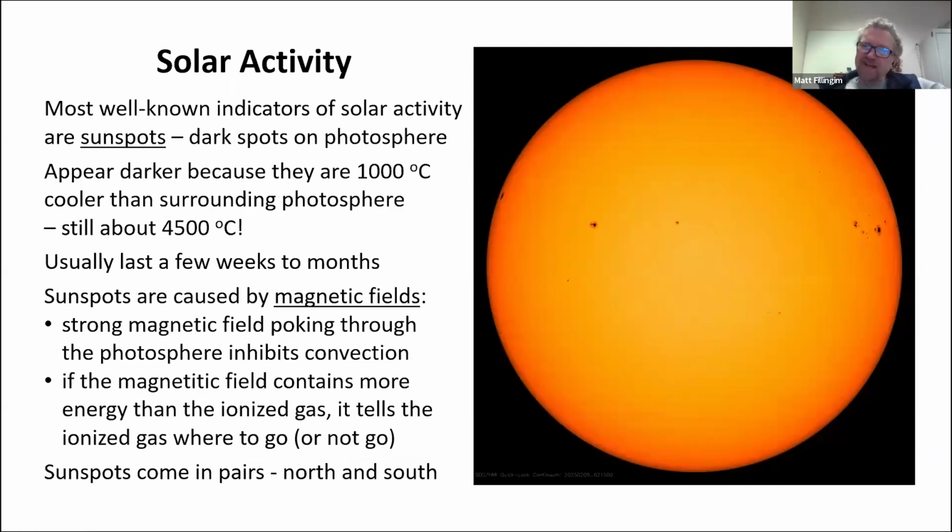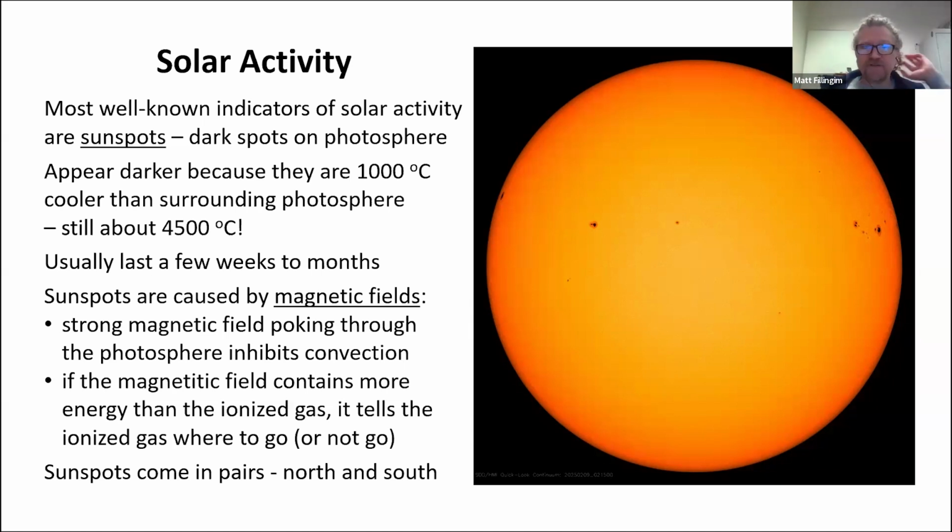Okay, so we talk about activity on the sun. When we look at the sun, it doesn't seem like much is going on. But if you look at it for years, you'll notice some changes. The most well-known indicator of solar activity are sunspots. These are dark spots in the photosphere. As we see here, a nice picture of the sun from a couple days ago, I think, when I was putting this together. That's what the sun looked like a few days ago. Probably looks about the same now. But you see some sunspots around the sun.